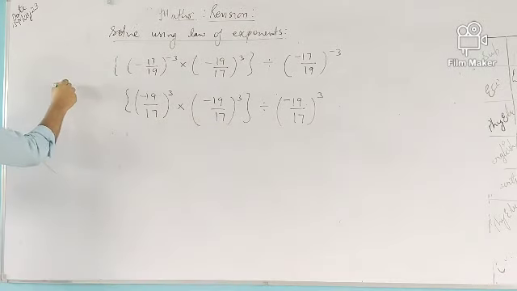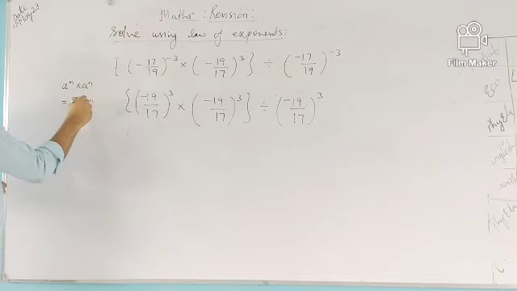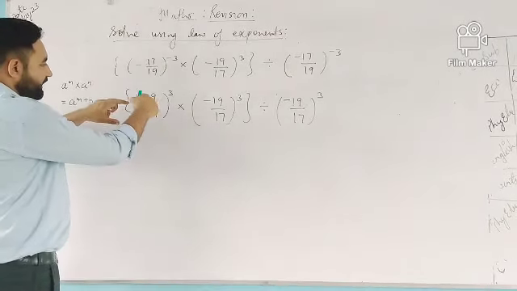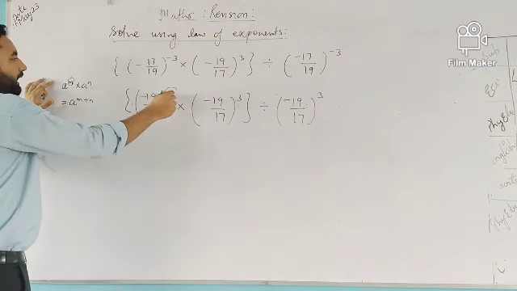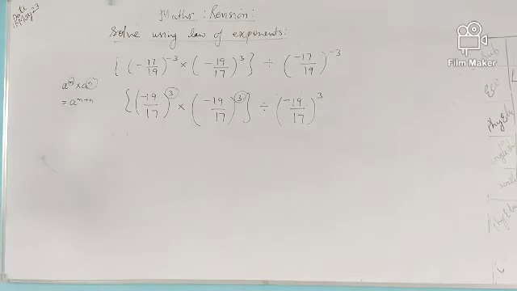Now we have the law of exponents, that is the product law: a to the power m multiplied by a to the power n is equal to a to the power m plus n. Here, what is a, which is the base? Minus 19 by 17. And what is m? That is the power 3, and n is another power 3. So we need to use this law.